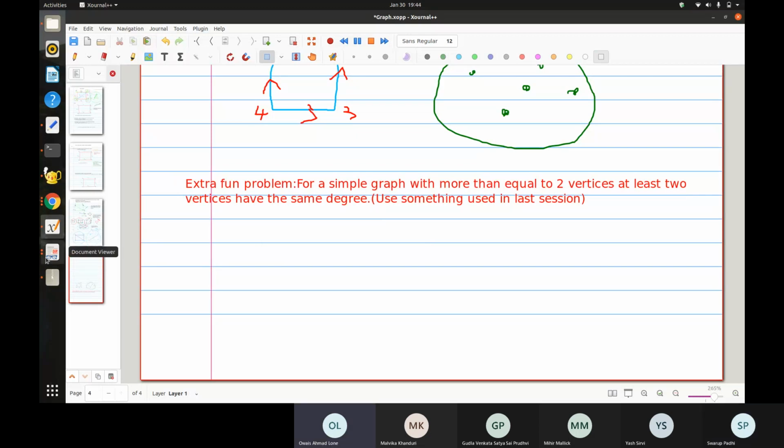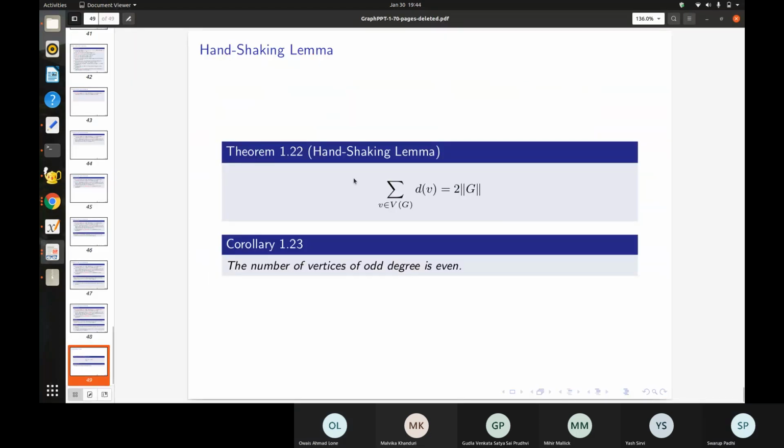So was that for a complete graph or for any general graph? The handshaking lemma is for any graph, whether it's complete or not, whether it's simple or not simple. Any graph will have this true, as well as the corollary. Corollary means that it follows from this theorem. It's obvious from this theorem, but we state it for completeness. There is nothing new in this corollary. Everything is in this theorem.